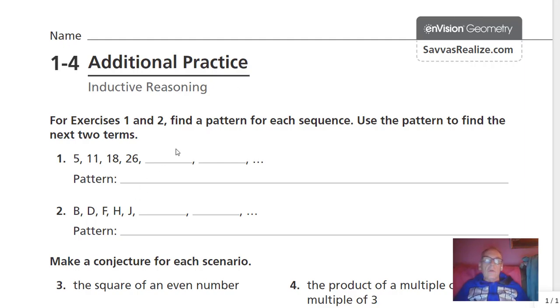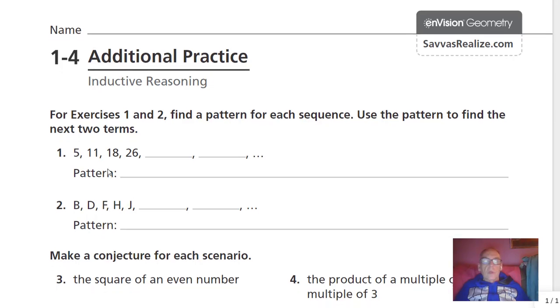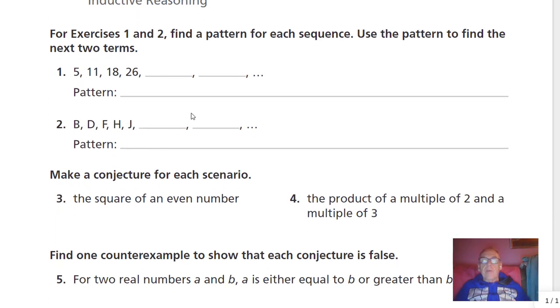Okay, this video goes with the 1-4 additional practice, and let's see what we got. For this first one, for exercises 1 and 2, find the pattern for each sequence. So let's look and see what we got. Probably first thing I want to do is look for differences.